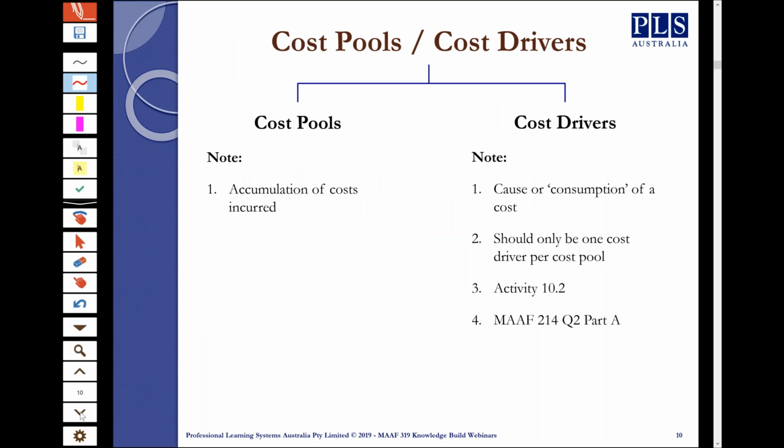And I could argue the same could be done for cost pools and cost drivers. So cost pools, as we've already noted, is that accumulation of costs incurred. I'll note that cost drivers are fundamentally the cause or consumption of a cost, and you should find there should only be one cost driver per cost pool. Now, can I have you engage with activity 10.2, which is where you're going through a simple process of identifying cost drivers for a series of cost pools.